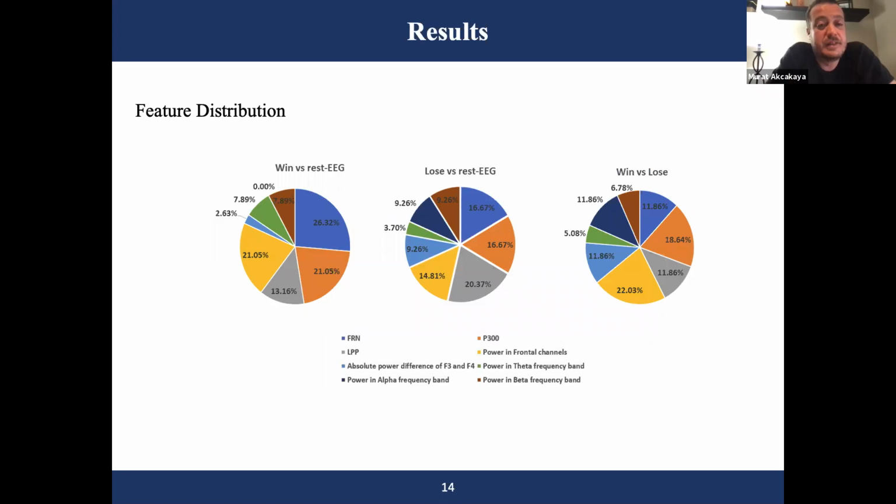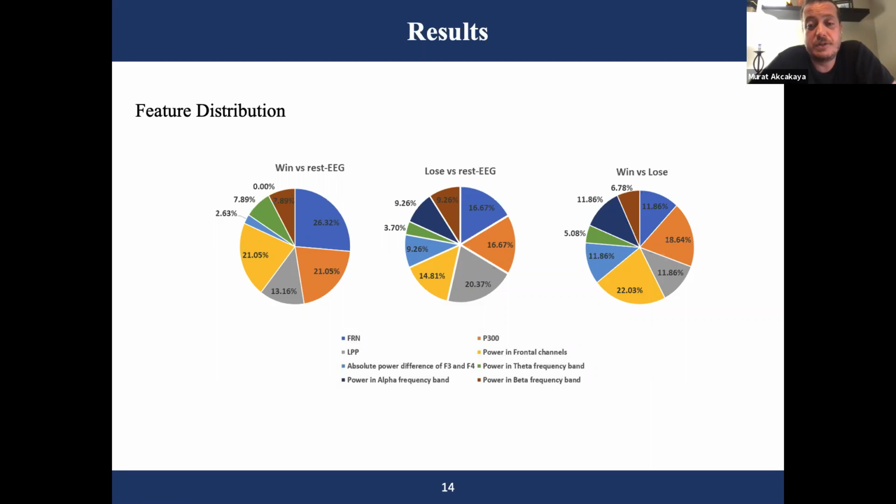And that slide actually shows which features contribute. As I mentioned, we use the feature selection algorithm, and this slide shows which features contribute significantly to the classification problem. So for the win versus rest, we see that P300, feedback related negativity, and the total power in the frontal channels contribute the most. For the lose versus rest, we see the late positive potential, P300 and FRN contribute the most.